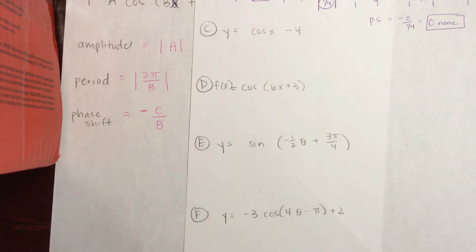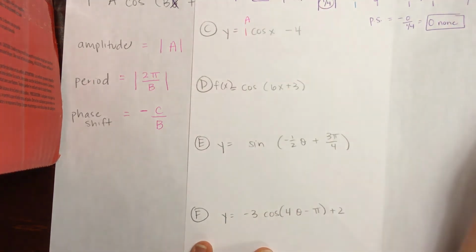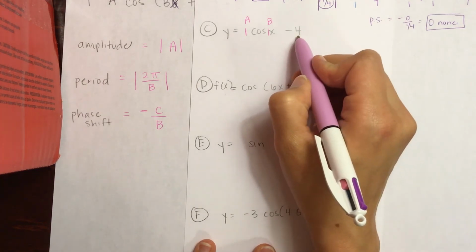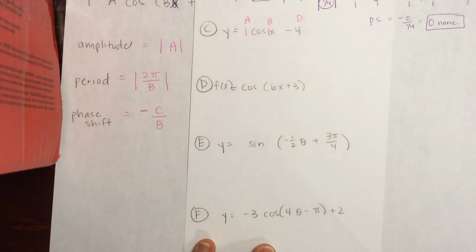All right, let's do the next one. Y equals cosine of x minus 4. There's no a value here, or it's implied to be a 1. There's no b value here. It's implied to be a 1. How do I know if this is c or d? If there are no parentheses, this is a d value.